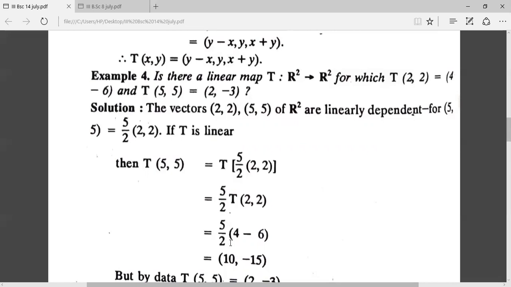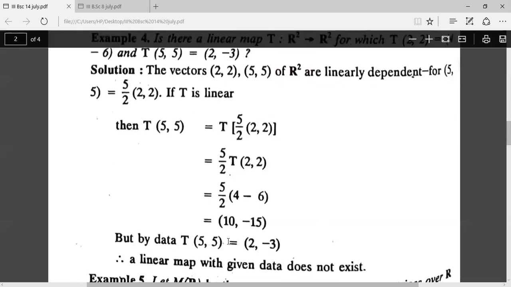This is 5/2 into, what is T of (2, 2)? T of (2, 2) is that is (4, -6). T of (2, 2) is (4, -6). ಇಲ್ಲೊಂದು ಕಾಮ ಬಿಟ್ಟೋಗಿದೆ, ಸರಿ ಮಾಡ್ತಾರೆ. (4, -6). ಇದನ್ನು ಸಿಂಪ್ಲಿಫೈ ಮಾಡೋಣ. ಈಗ 5/2 ನ ಇನ್ಸೈಡ್ ತಗೊಳ್ಳೋಣ. 5/2 ನ ಇನ್ಸೈಡ್ ತಗೊಂಡಾಗ 2, 2 ಆಗಿ 5, 2, 10 ಆಯ್ತು. ಇಲ್ಲಿ ಇನ್ಸೈಡ್ ತಗೊಂಡಾಗ -15 ಆಯ್ತು. ಅಲ್ಲಿಗೆ T of (5, 5) ಅನ್ನೋದು (10, -15) ಆಯ್ತು.